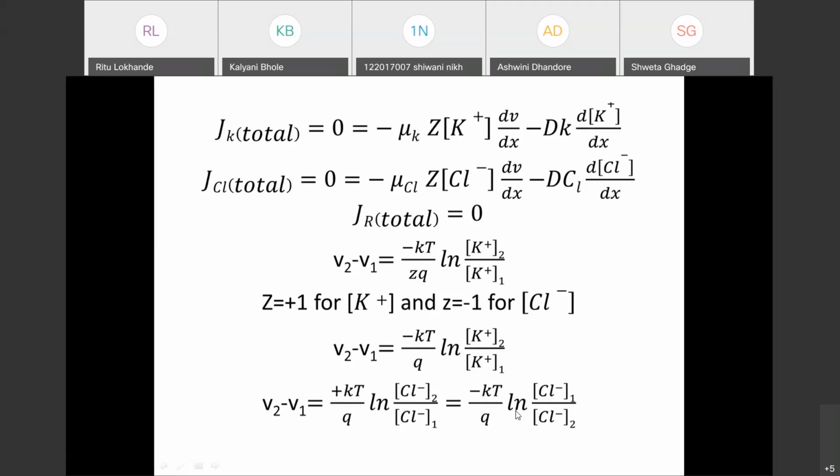I'm sorry, there is a mistake in writing this equation. For Cl minus, it should be 1 by 2, and for K plus, it is 2 by 1. And here also, K plus should be here, Cl minus should be here. I'll just correct it and we'll update the corrected presentation on Google Classroom.